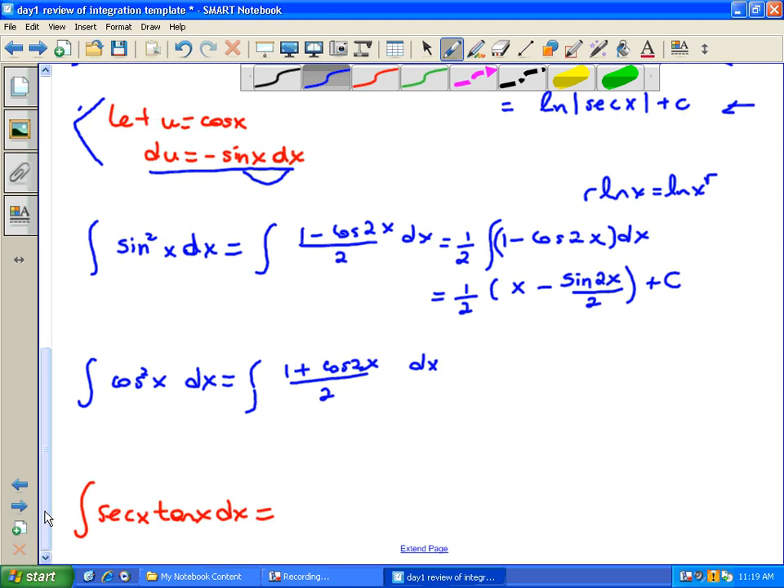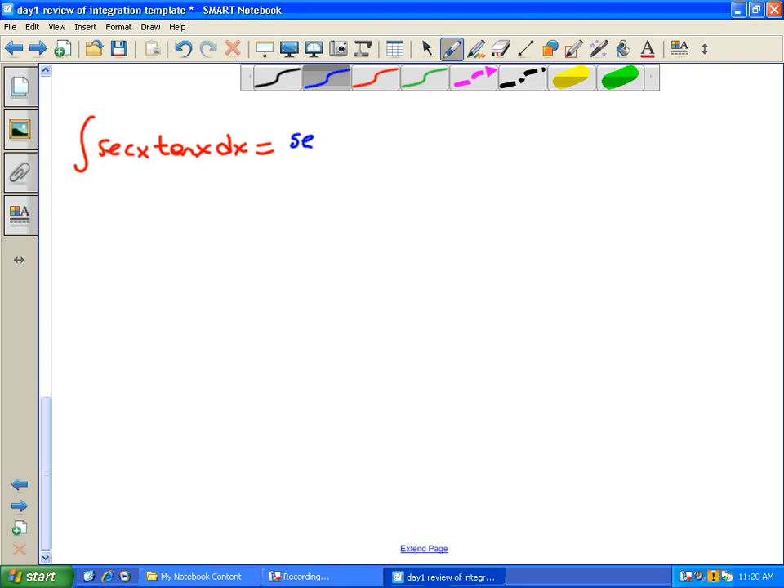Okay, what about the integral of secant x times tangent x? So now we're looking for a function whose derivative is secant x times tangent x. Do we know of such a function? If you said secant x, you were correct. If we check this, secant x plus c, and differentiate, the derivative of secant x is secant times tangent. Therefore, that is the correct answer.